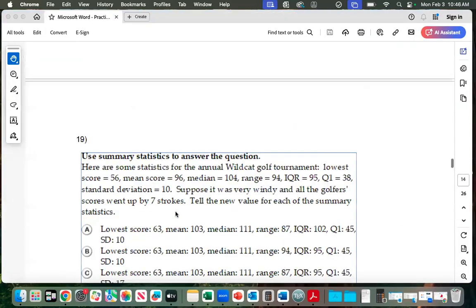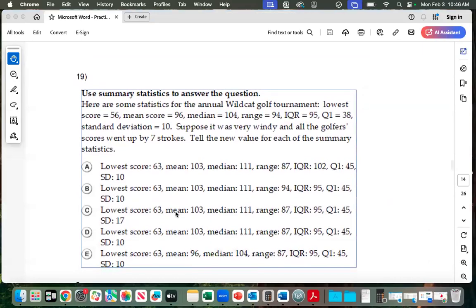Let's get to 19. So we are given these summary statistics: the lowest score, mean, median, range, IQR, and we are told that the score went up by 7 strokes. So it's the same thing. That means that the score increased by 7. That means plus 7. Is that okay?